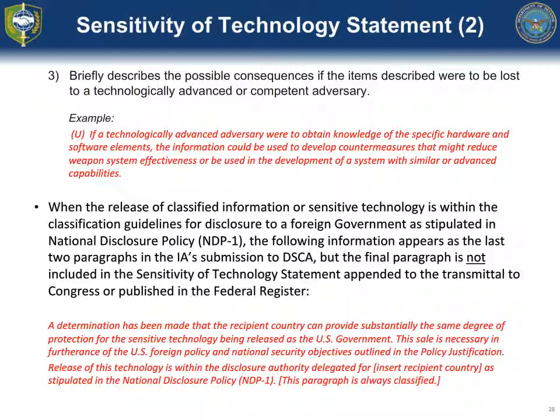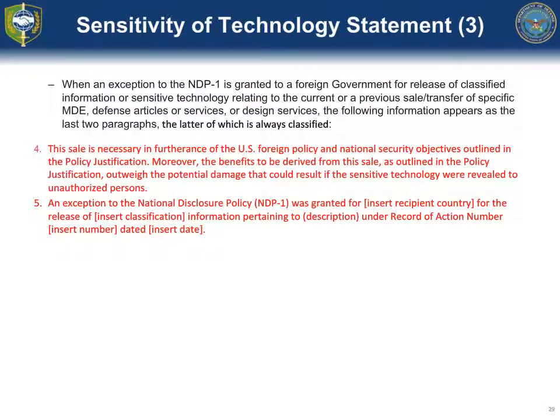The first is that the determination has been made that the recipient can provide substantially the same degree of protection for the technology, and the sale is necessary in terms of U.S. foreign policy and national security objectives. This will be information provided to DSCA as a classified portion of the package, but it will not be published because we're not talking about the delegated disclosure authority of any country in an open document. When an exception to NDP 1 is required, we have a slightly different statement for number 5. An exception was granted for the release of certain information pertaining to, in the description, under a record of action. And it's important for you to include the record of action number and the date.